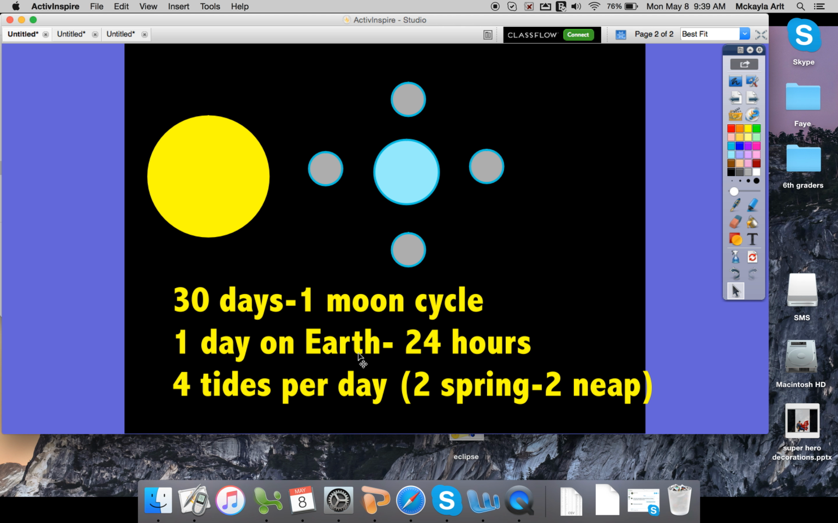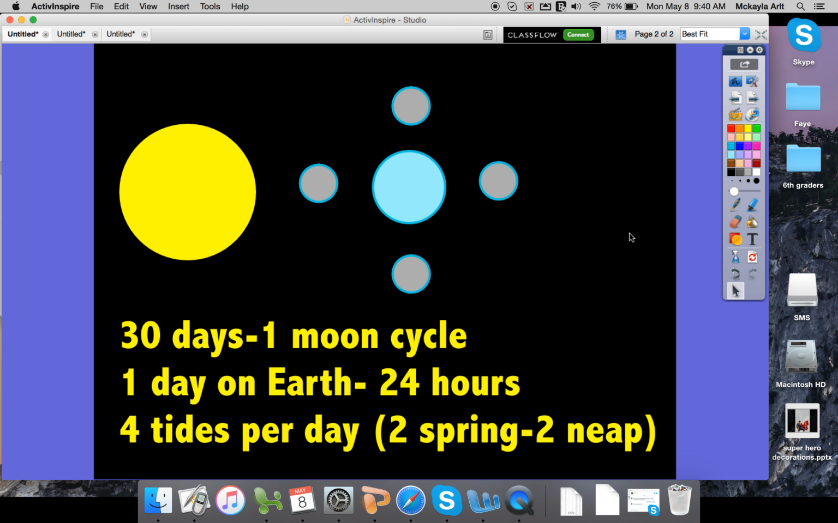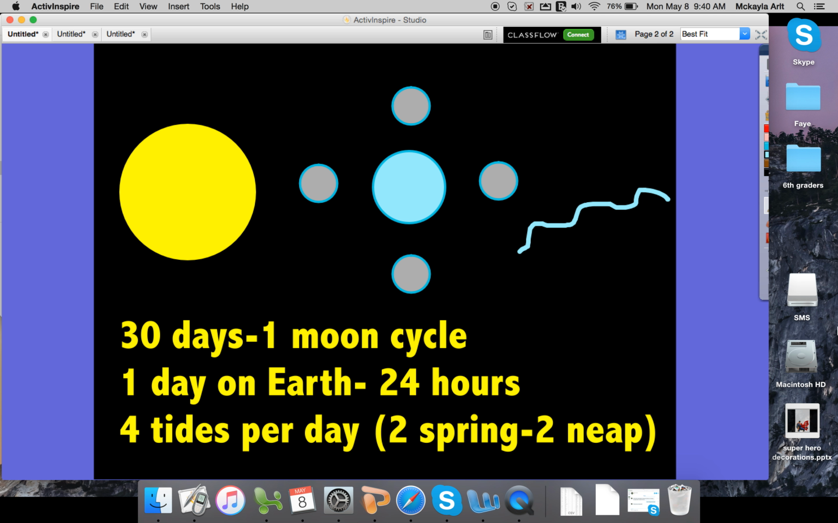1 day on Earth is 24 hours. And there are 4 tides per day. And I'm going to go over what a tide is. Now, if you have never been to California or Florida or anywhere that there's an ocean, this could be a little confusing because a tide is literally the ocean waves. Okay, so if this is land, the tide can either be really low where it's not even getting above land, or it could be really high where it's getting over the land and onto the shore.